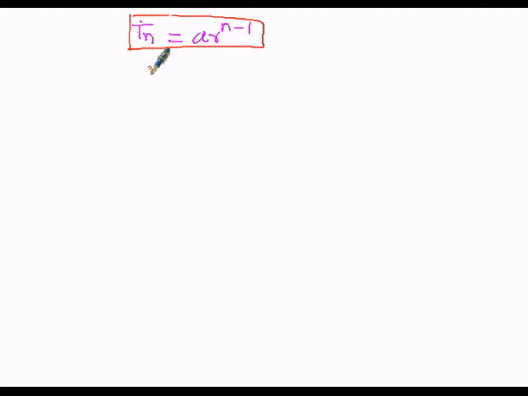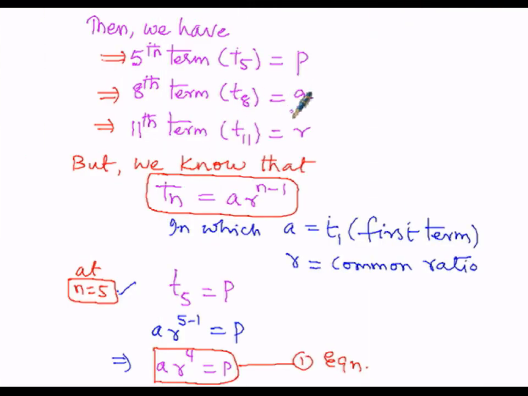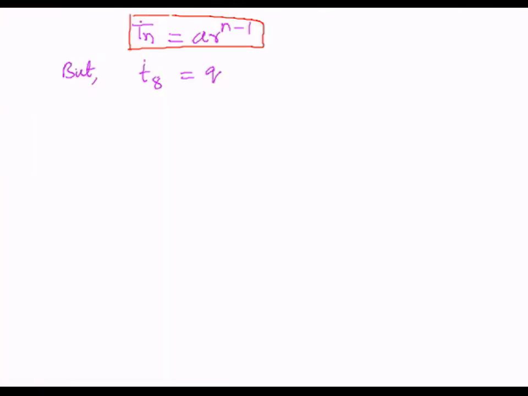Now here, T8, the eighth term, is q. So as per the problem, the eighth term is q, and here we are going to replace n by 8, that is, n is equal to 8.